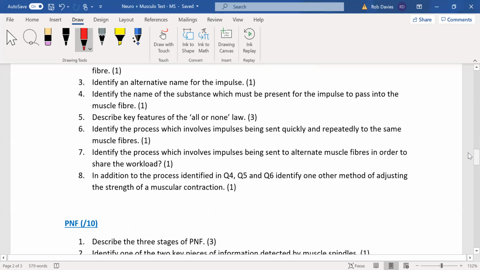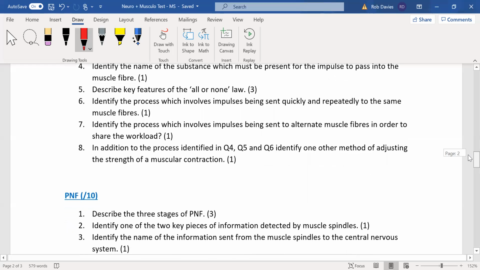And then the third one would be for saying that the stimulus must pass a threshold. So there's a particular point which the stimulus must reach. If it doesn't reach that point, then there won't be a contraction, and then none of the muscle fibers will contract.